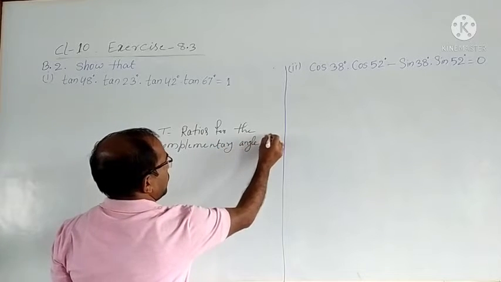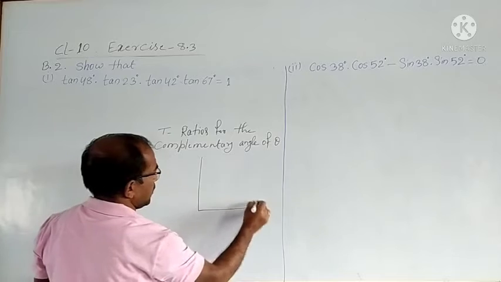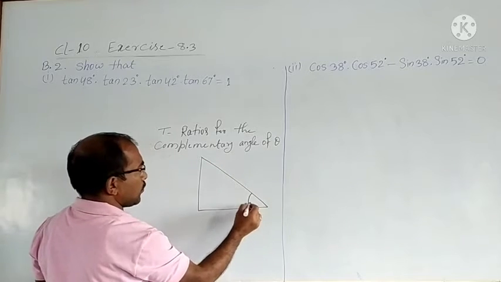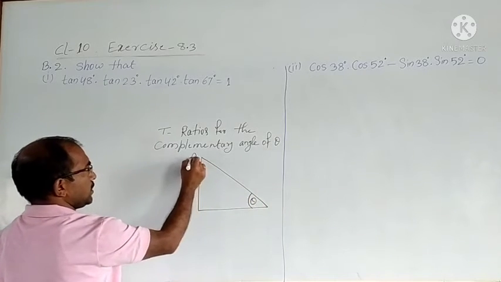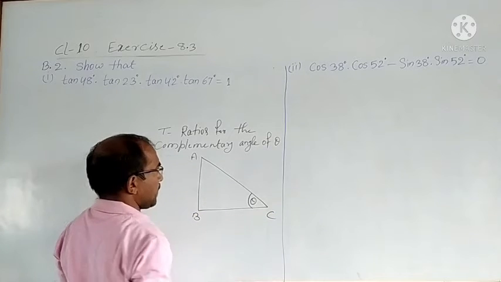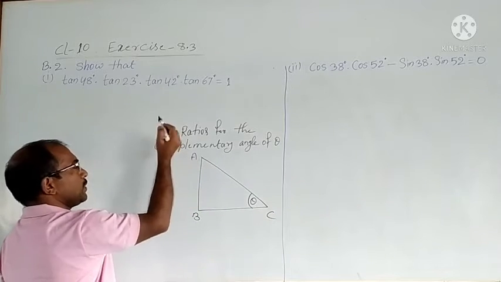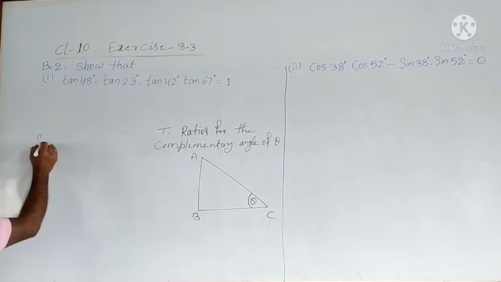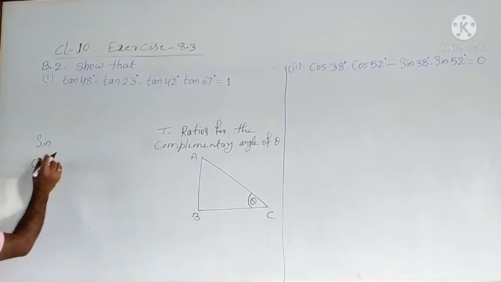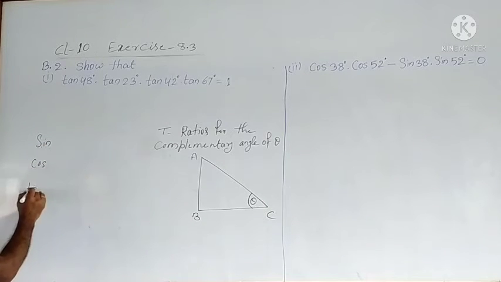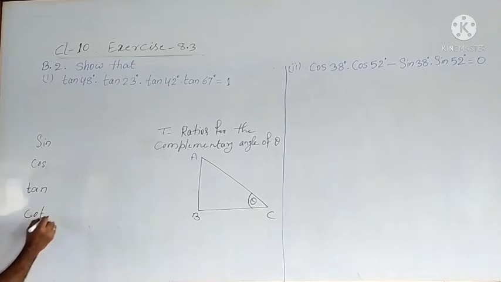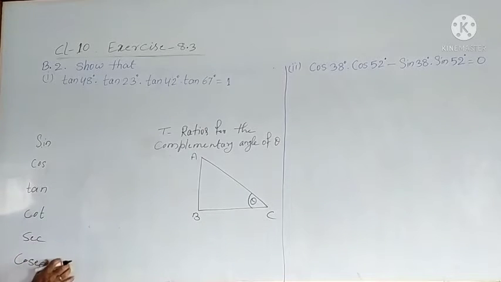Complementary angle of theta. Let us say in any right triangle, one angle is theta. This is ABC right angle triangle. Here, we know all the 6 trigonometric ratios: sine, cos, tan, cot, sec and cosec. These trigonometric ratios we all know.